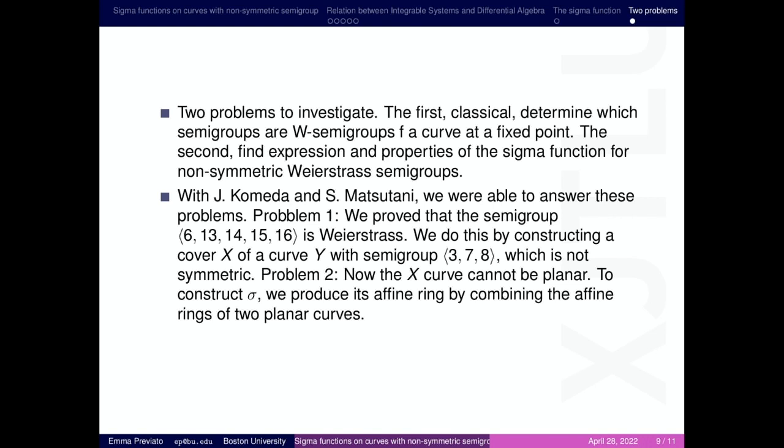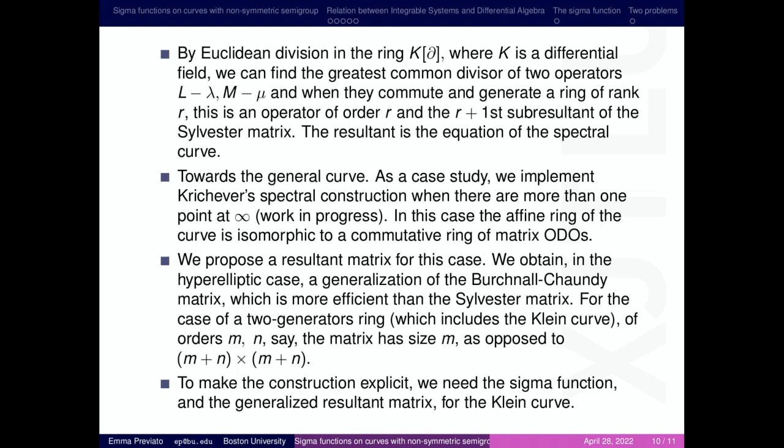Because you have a configuration of 3 curves, and that's how we constructed the sigma function. So the 3 and the 5 we were able to construct, and then we put them together and we did the 7. Genus 7. The curve cannot be planar, and to construct sigma, we produce its affine ring by combining the affine ring of two planar curves. Okay. So, thanks for asking.